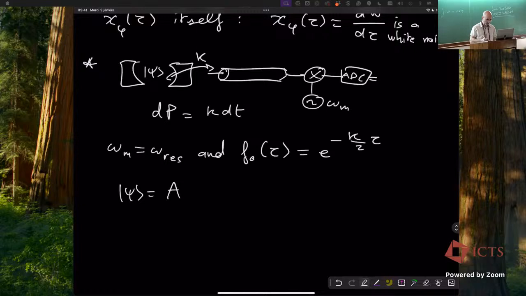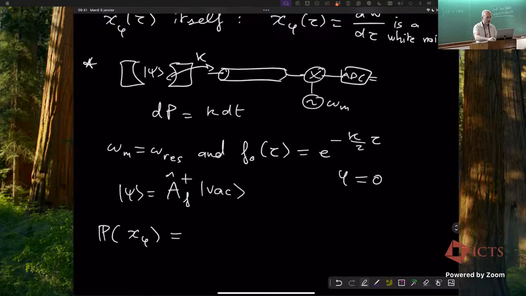So the quantum state in the line would be precisely this creation operator a_f dagger of the vacuum. If we match the phase, here I pick the phase phi equals 0. And if you now want to predict the probability to find a given measurement outcome of this detector, we will compute the probability to find a given value x_phi. Maybe I will not do phi equal 0 for now.